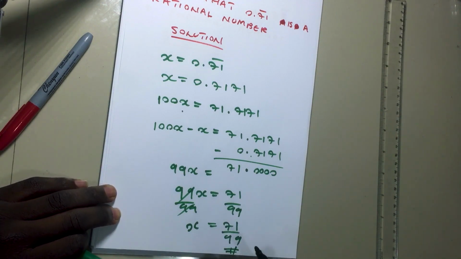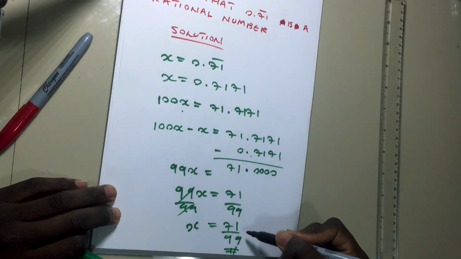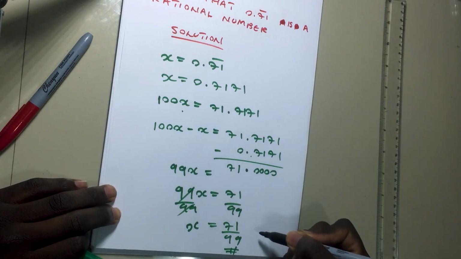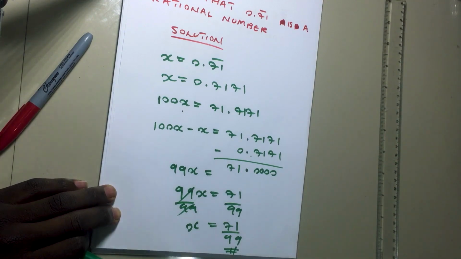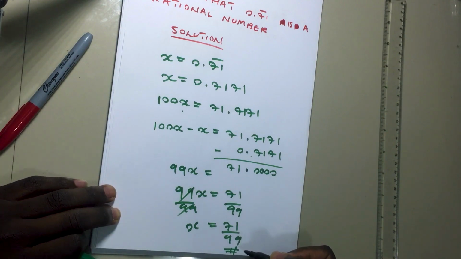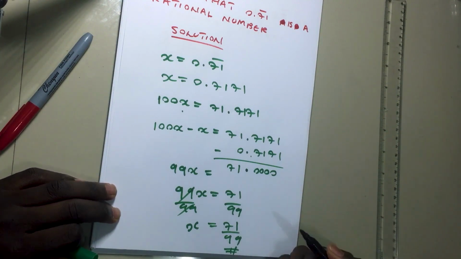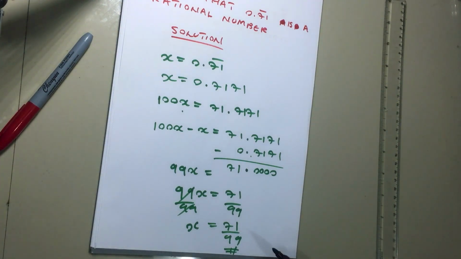We need to take note that the final answer must always be in its simplest form. For this one, we can just leave it here because this is the simplest form. There's no number that can go into both 71 and 99. But if you feel you want to continue, you can. Since we're not using a calculator in this course, we can just leave it here.